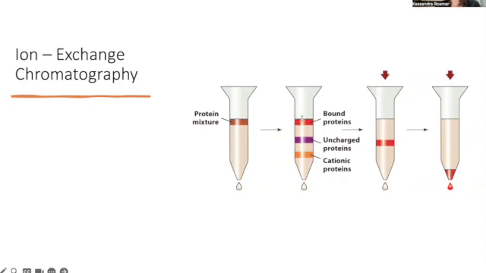Next, we have uncharged proteins that really don't care about the charge of the column and they will just run through at their own speed. And then obviously negatively charged proteins will bind to the positively charged column and will run through the column at the slowest speed and elute last. So then, based on properties of the different compounds, we have now separated a solution.